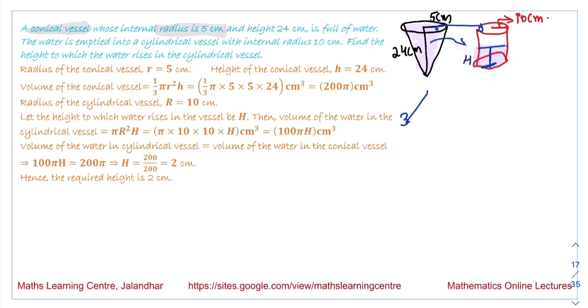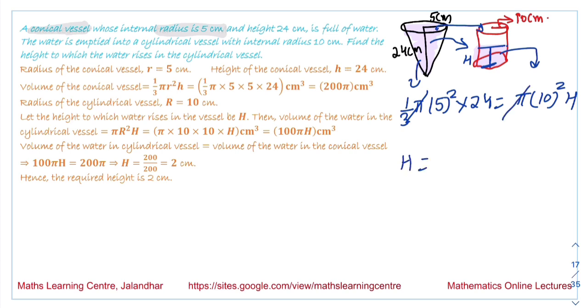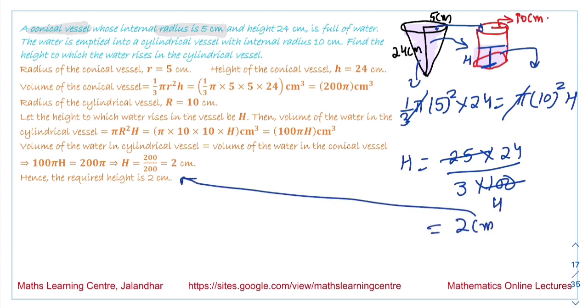So the volume of the water in this vessel and the volume of water in this cylindrical vessel are the same. Volume in this vessel is 1 by 3 pi r square into H, the value of H we have is 24, and this should be equal to the volume of water in this cylindrical vessel, which is pi r square capital H. So the value of capital H, this pi gets cancelled, so it is 25 into 24 over 3 into 100. These two get cancelled, it is left 4. So the answer you will get is 2 centimeters. So this is the height of the water in this cylindrical vessel.